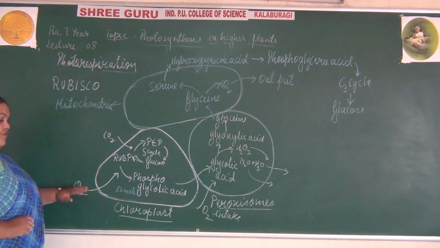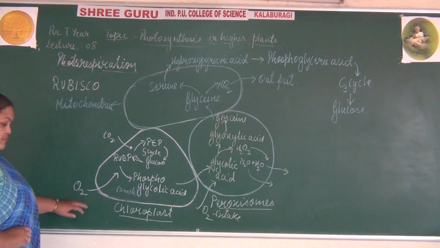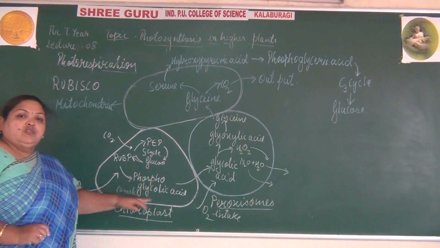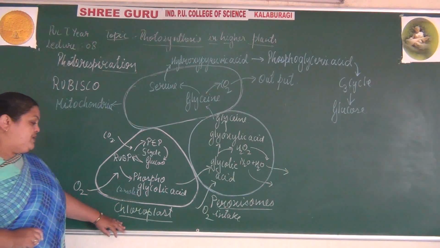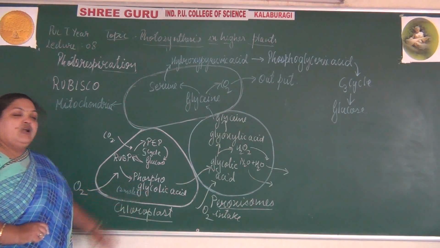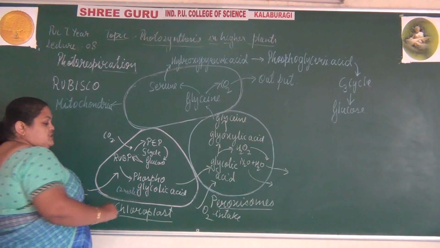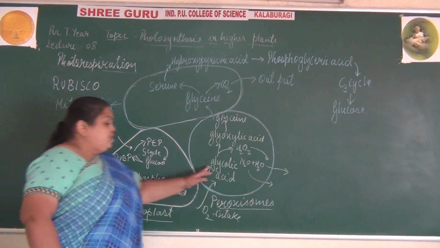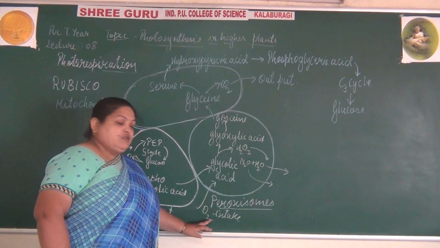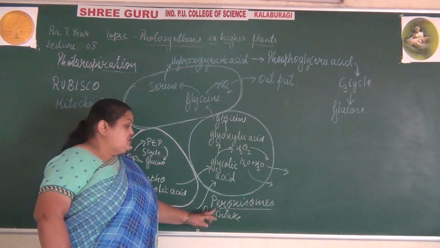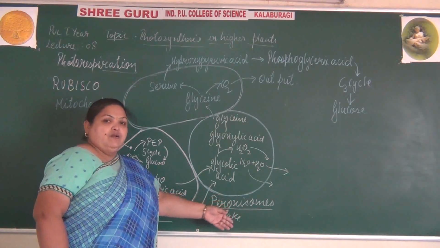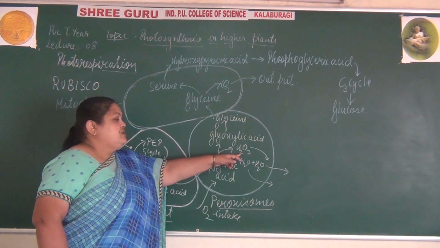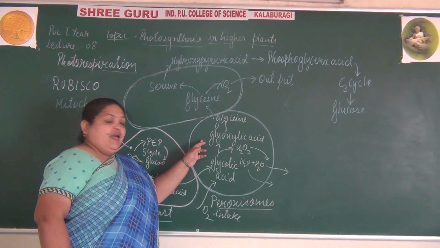process. By the process of oxidation, RuBP absorbs atmospheric oxygen to form phosphoglycolic acid. So the product formed in the chloroplast is 2 molecules of phosphoglycolic acid. Now this phosphoglycolic acid enters into the peroxisomes, where it also undergoes oxidation, where it absorbs oxygen from the external protoplasm or from the external environment to form hydrogen peroxide and glyoxylic acid.